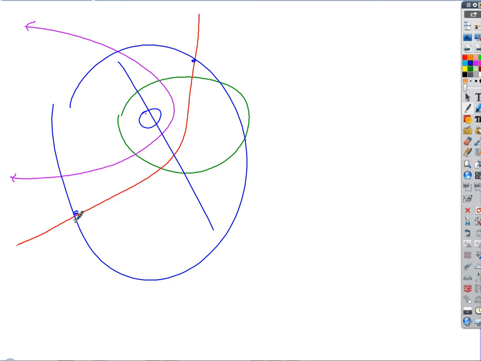So it's going to be picking up speed through here, and then it's going to be gradually losing speed up there. But if the planet's moving, that's where you can get that slingshot effect we talked about the other day, right?